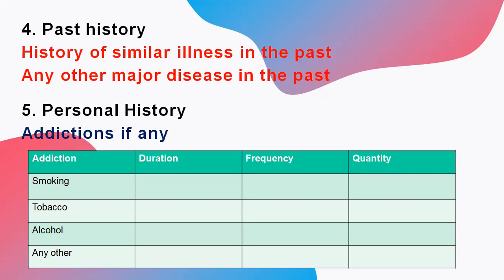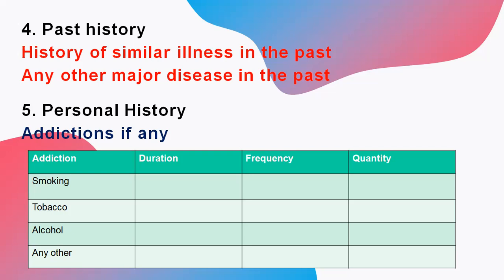Then personal history. I have seen many students, when they describe personal history, go to the bladder and bowel. Bladder and bowel is not related to community medicine. Please don't comment on that and don't bore the examiner. You should focus on addictions. Make a table like this and write down the names of the addictions the patient has. If there are no addictions, write down no addictions.